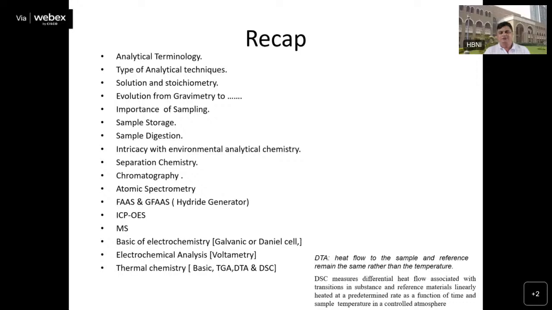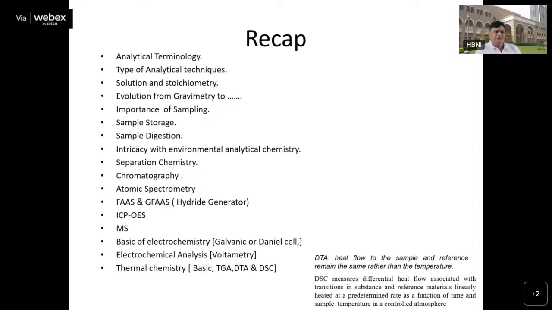Here the atoms are generated, and you can convert your molecules into atoms and then to ions. Of course, you must remember that even if a solid sample is there, you have to bring it into solution. Then the first steps are nebulization, desolvation, and then atomization.